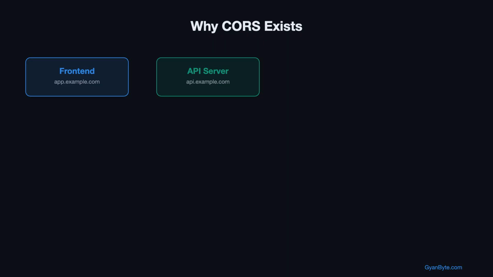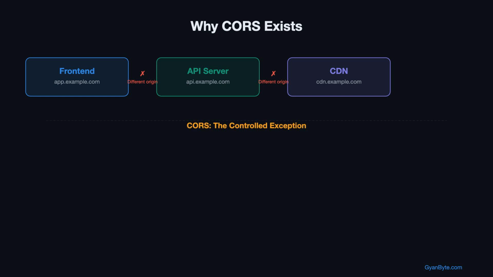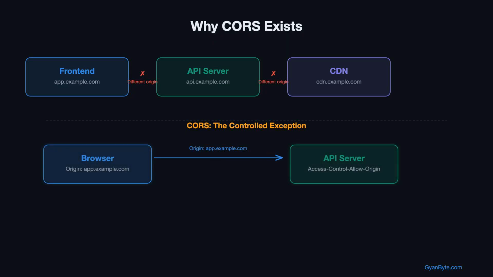If the same origin policy blocks everything cross-origin, how does the modern web work at all? Your frontend is on app.example.com, your API is on api.example.com, your CDN is on cdn.example.com, different origins, all blocked by SOP. This is exactly why CORS was created. Cross-origin resource sharing. It's a protocol that lets the server say, I trust this specific origin. Let their JavaScript read my response. The server opts in, the browser enforces it.